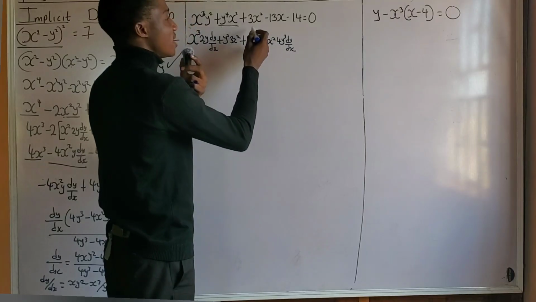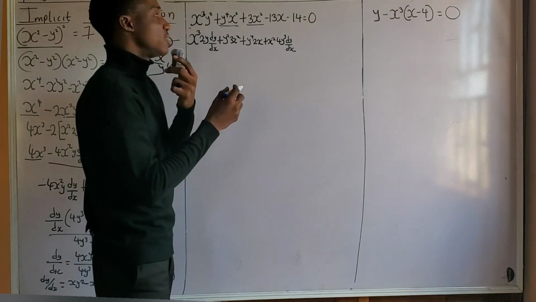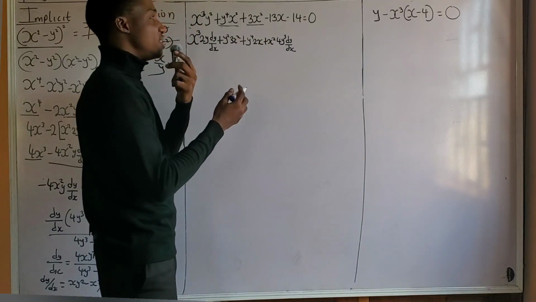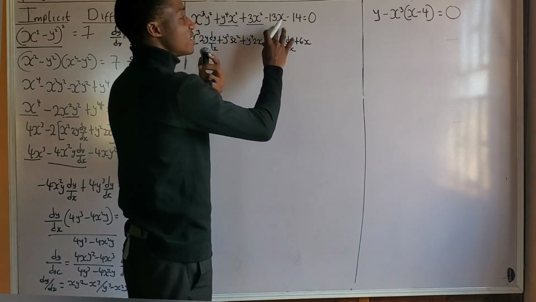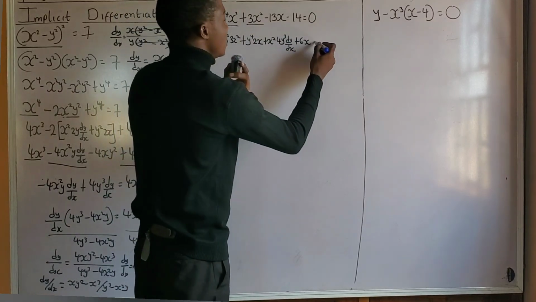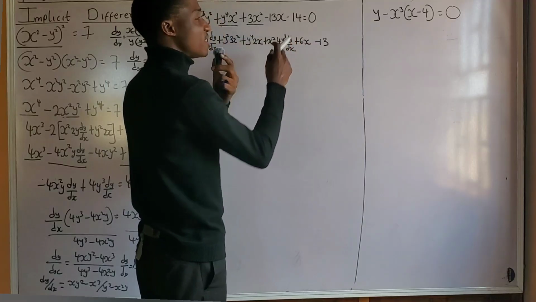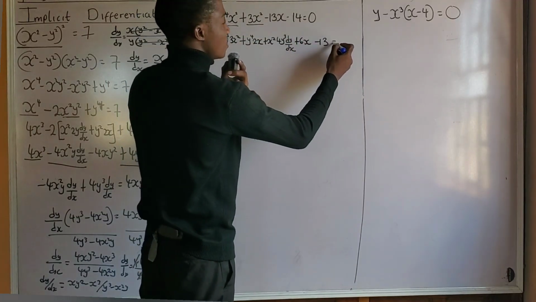Are you getting it? Now let us differentiate the third term. The third term is 3x squared. Differentiating 3x squared, you're going to have plus 6x, right? Then differentiate negative 13x, you're going to have negative 13. And differentiating negative 14, you're going to have 0.